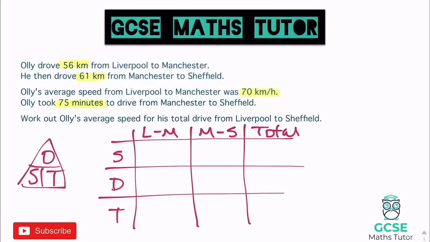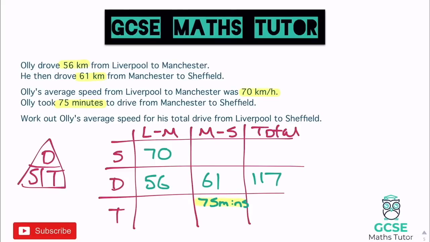So we've got 56 kilometres for the first bit, that's a distance, and we've got 61 kilometres for the next one, and we can add those together. 56 plus 61 is 117 for our total distance. So we've got an average speed from L to M of 70, and we've got a time of 75 minutes. I'm going to put that there, 75 minutes. Now, we'll have a look at what we're going to do with that 75 minutes, because that's our little change in this particular question. So we'll come back to that.